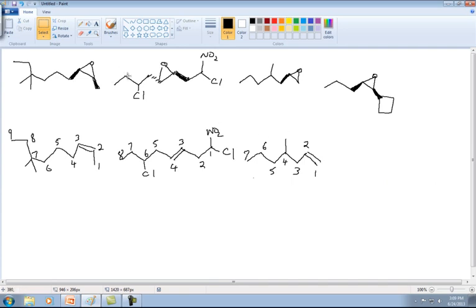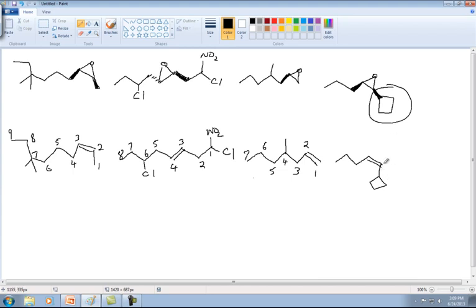Okay, looking at the last one. This one's a tad tricky because we have to be sure of what the main chain is and what the substituent group is. The substituent group in this case is here. It's called cyclobutyl. And the reason that we have to go with this is we'll go ahead and we'll show the alkene here and it'll become a bit clearer. So it's a cis epoxide, so it's going to be a cis alkene here as well.